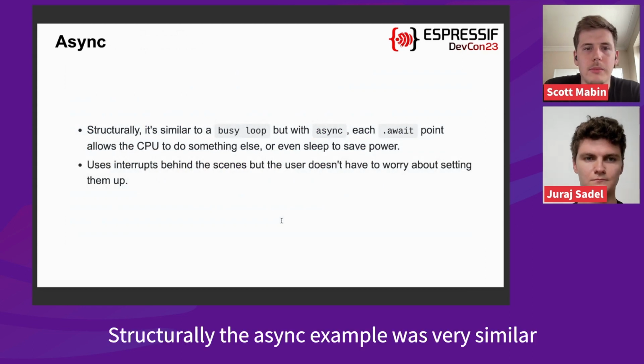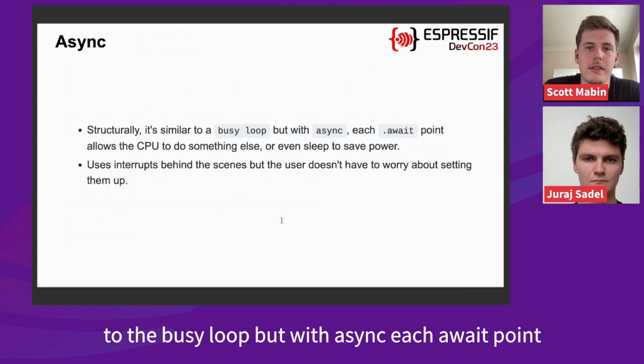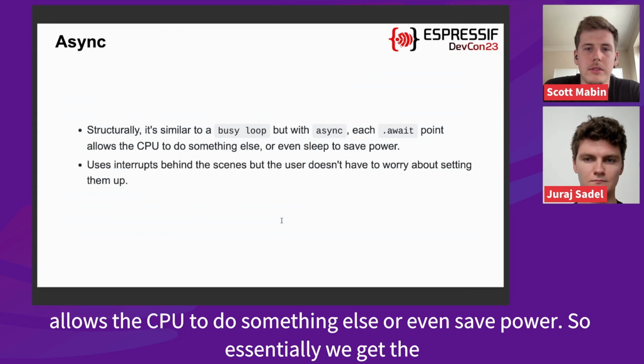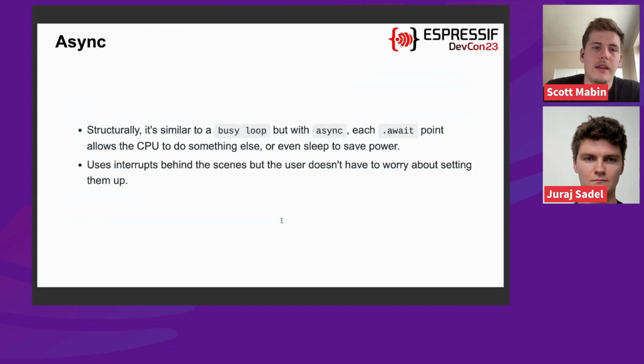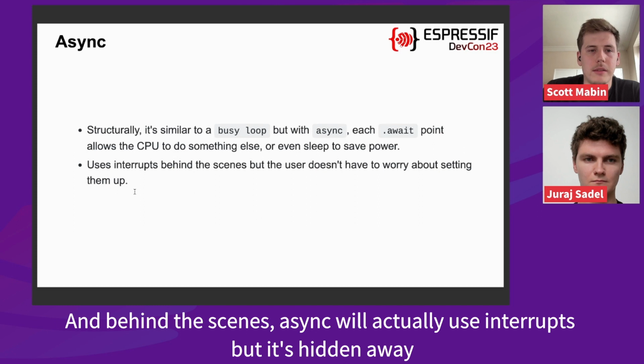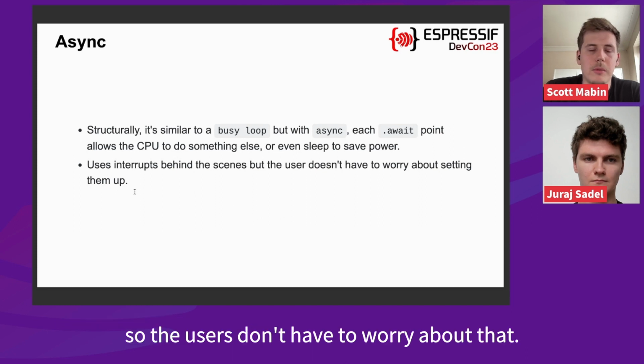Structurally, the async example was very similar to the busy loop, but with async, each await point allows the CPU to do something else or even save power. So essentially, we get the best of both worlds. We get the ergonomics of the busy loop with the efficiency of the interrupt example. And behind the scenes, async will actually use interrupts, but it's hidden away, so the users don't have to worry about that.